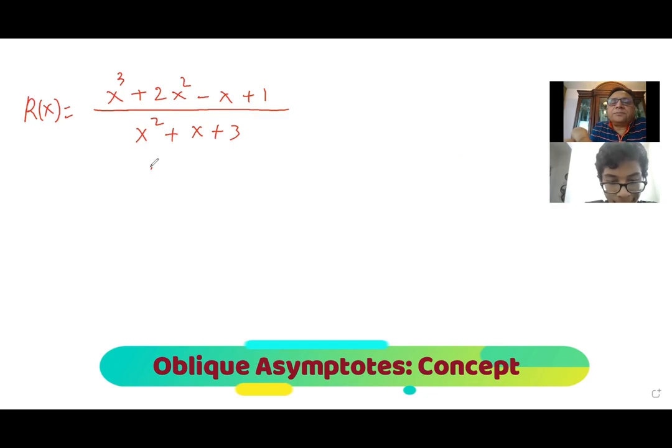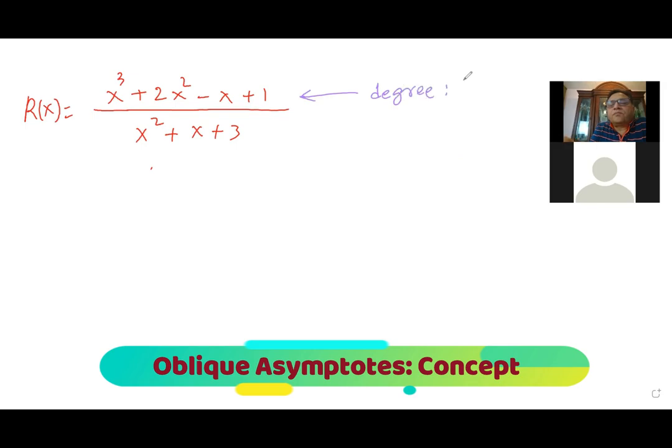As you note here, this degree is what? 3. And what is the degree of denominator? So one more, right? So therefore, we have an oblique asymptote. Is that clear? Now, how do we find the oblique asymptote? Let's divide.